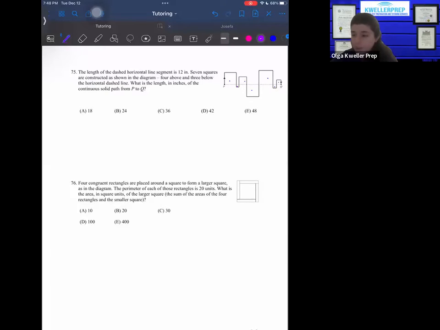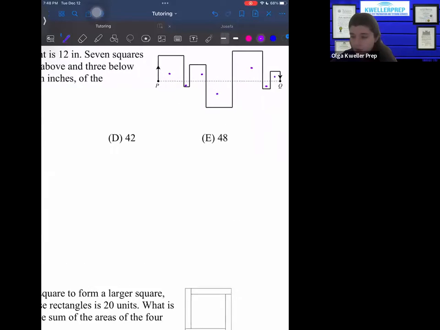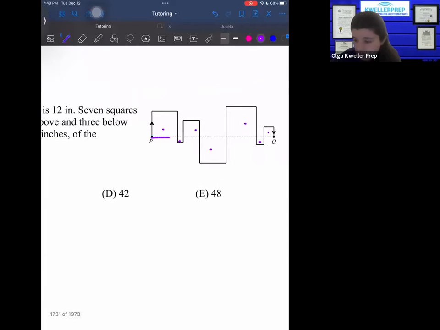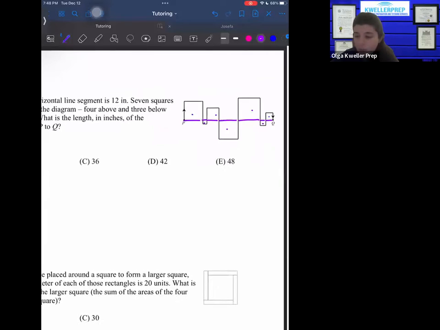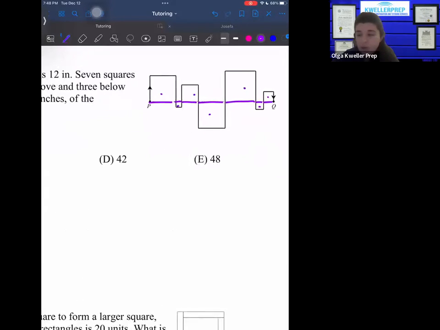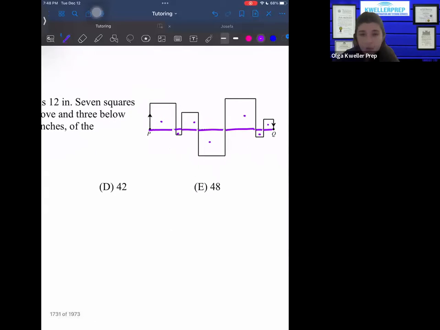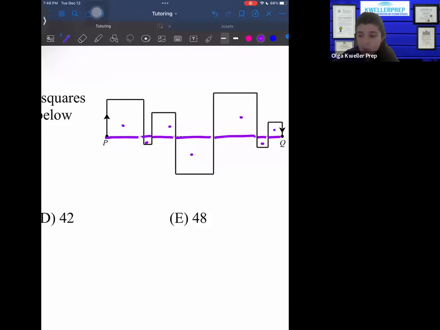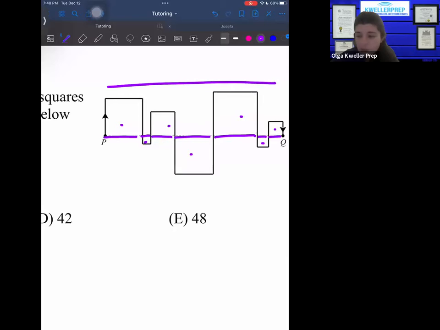Okay, well, how can we figure this out? So first of all, we know that this is 12, right? And we know that it's continuous, right? So like we know that it's a square. So what I would do is I would pick values, right? So I know that there's 7 squares, and I know that they need to add up to 12, right? Because they told me that this horizontal line is 12 inches. So I'm gonna pick the length of one side of the square, right?